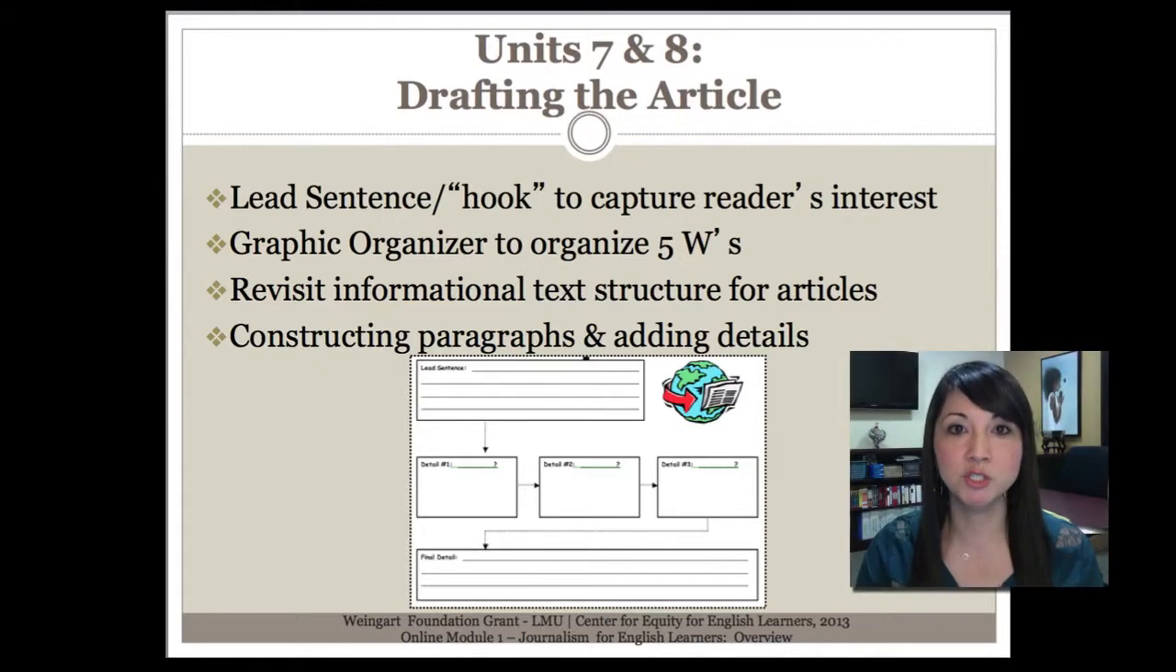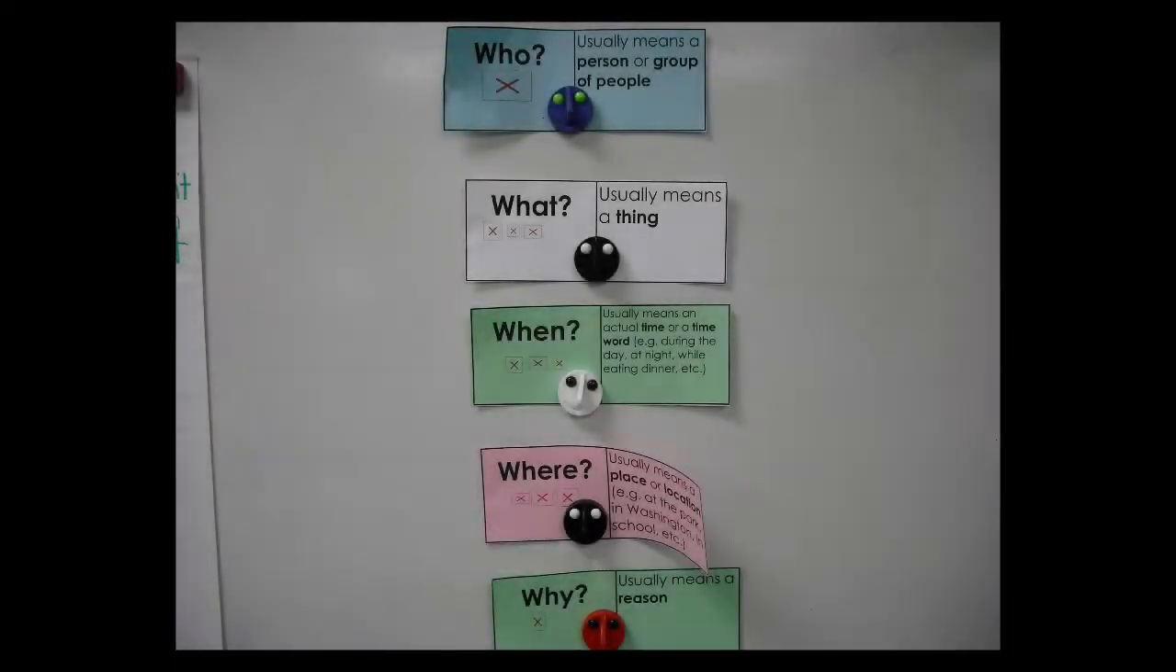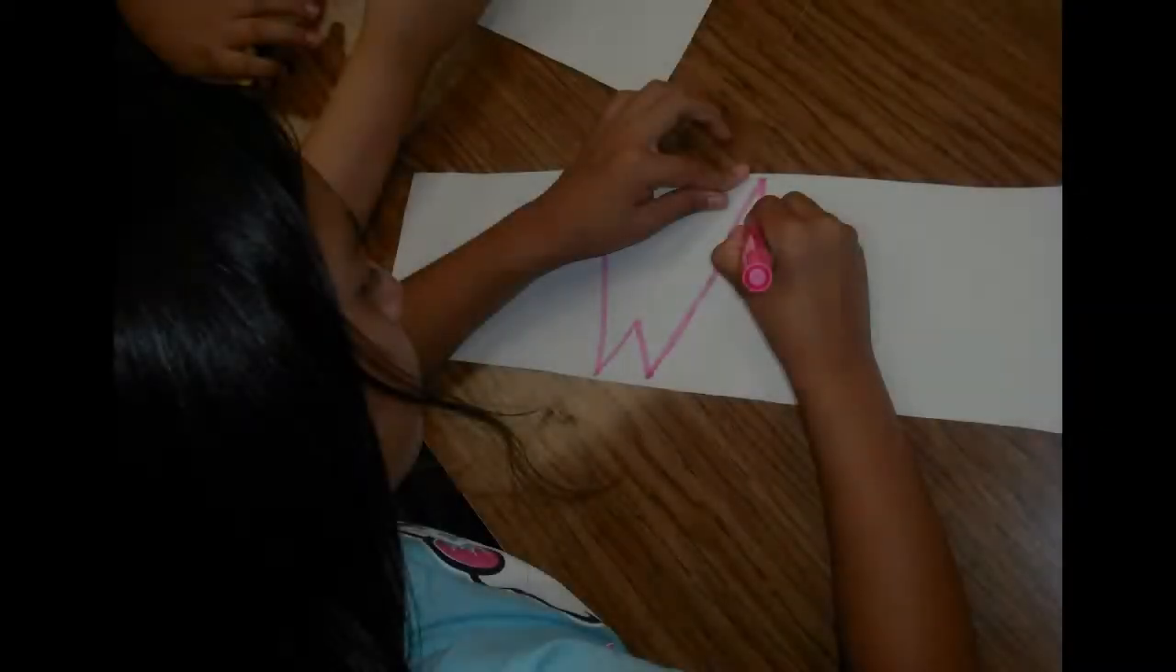The students begin to draft their articles in Units 7 and 8. In Unit 7, the students begin writing the article's introduction. This involves writing a lead sentence, which incorporates the 5 W's, and providing a hook to capture the reader's attention.